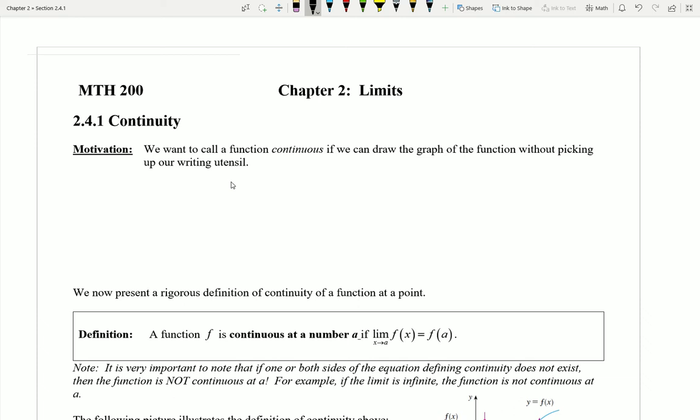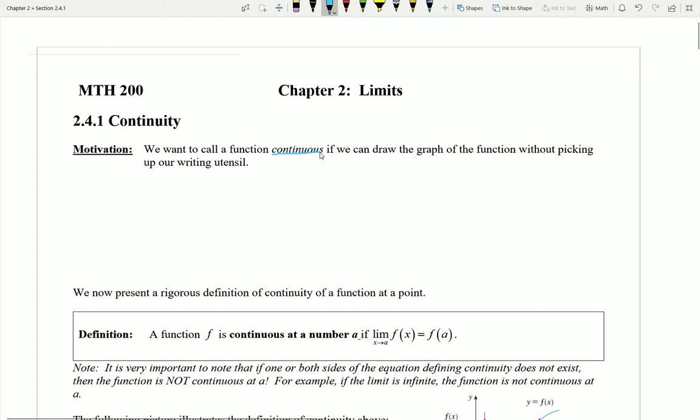In section 2.4.1, we're going to talk about another extremely important concept that you will consistently see throughout this class as well as subsequent calculus courses. So this is going to be the concept of continuity. Our goal here is to ultimately describe a function as being continuous.